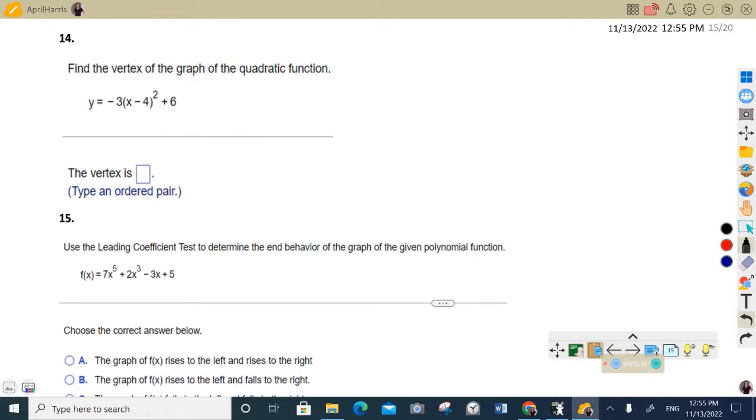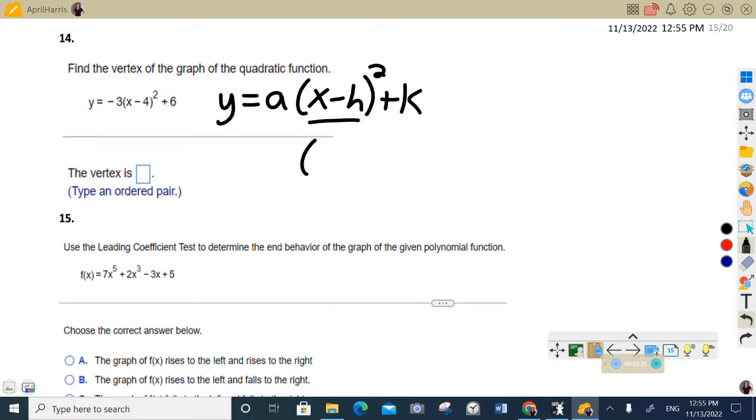Okay, question 14. Find the vertex of the graph of the quadratic function. This one's actually easier than the last one because it's given to us in vertex form. Vertex form is y equals a times parentheses x minus h quantity squared plus k. And whoever's in here with x comes out and it becomes positive h, and whatever's at the end is what is at the end. So h, k is going to be your vertex. That's why it's called vertex form, because you can see the vertex. So x is minus 4, when you bring it out of the parentheses it changes to positive 4. And then the y value is the number on the end, positive 6.